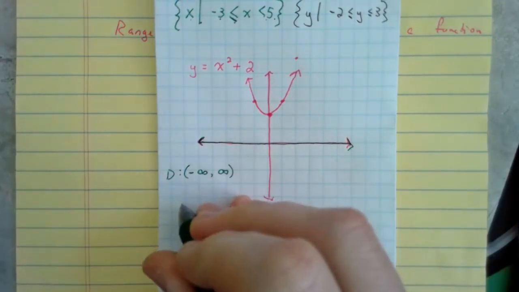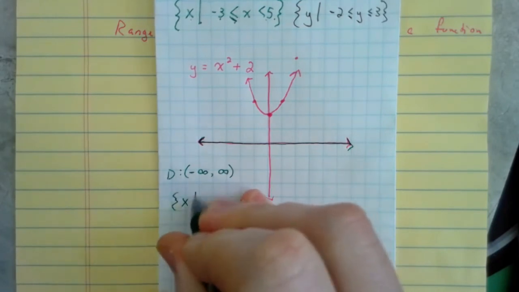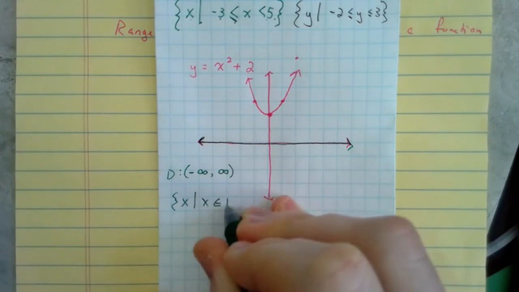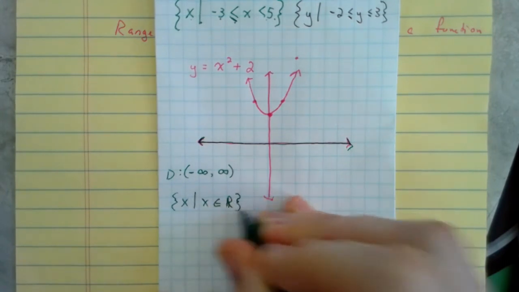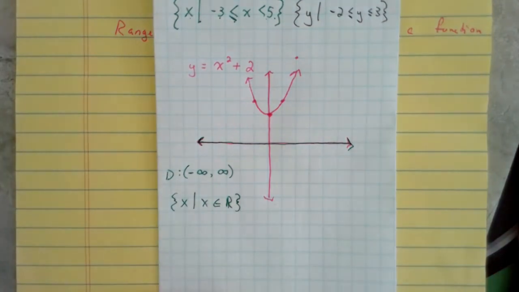Now, if I want to write that as a set, I would say it's the set of all x such that x is an element of real numbers. And that's it. So this is x such that x is an element of real numbers. Kind of a weird thing, but it comes up from time to time.